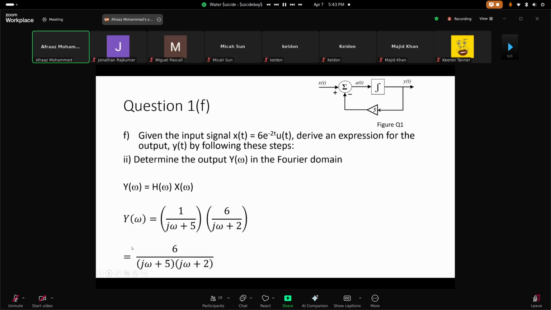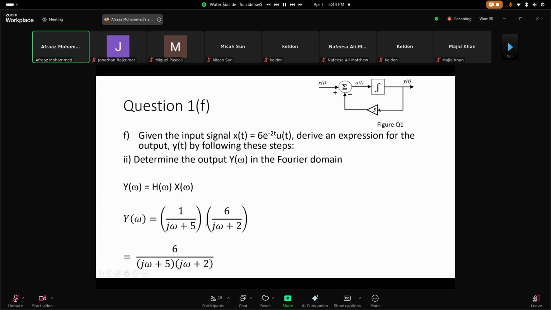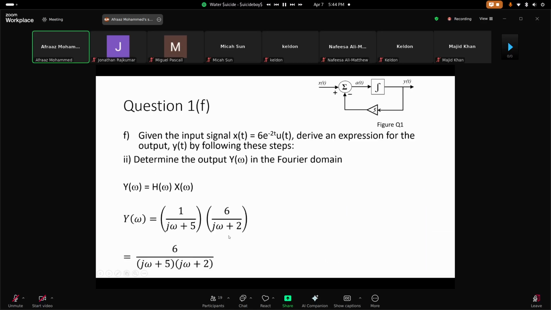Secondly, you have to determine the output Y of omega in the Fourier domain. Y of omega is equal to H of omega times X of omega. H of omega, we have that value from part E, which is 1 over (j omega plus 5). And X of omega we just found, which is 6 over (j omega plus 2). So our Y of omega is going to be equal to 6 over (j omega plus 5) multiplied by (j omega plus 2).